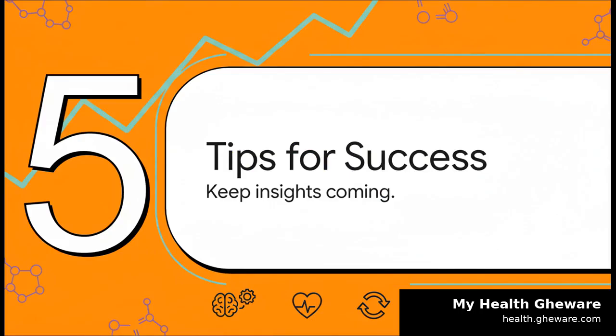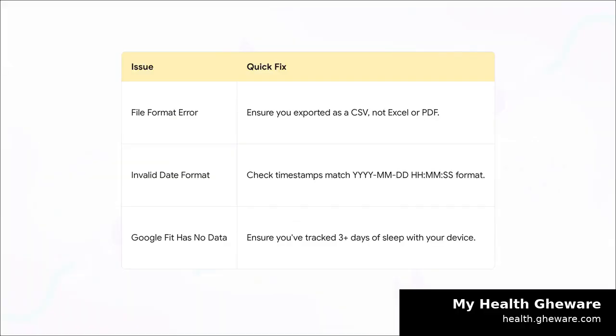Let's talk about how to make this a real habit for ongoing success. First off, if you hit a little snag, don't sweat it. The most common issues are super easy to fix. If you get a file format error, just make sure you actually exported a CSV file, not a PDF. If the import failed, try a smaller chunk of time, like just 1 week. These little fixes solve almost everything. And if you're really stuck, the support chat is right there to help.